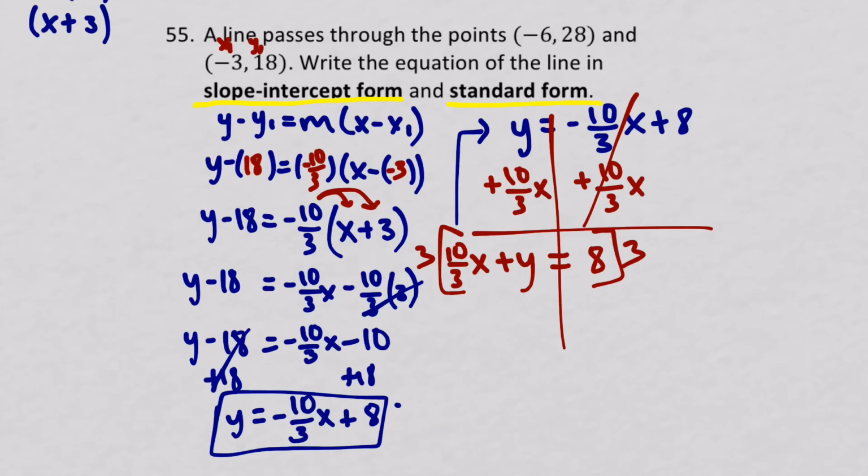So what's going to happen is you're going to multiply 3 times this one, which will basically just cancel the 3, leaving you with 10x. And then you're going to multiply 3 times this one, which will give you 3y. And then you're going to multiply 3 times 8, which will give you 24. And there you go. That's standard form.